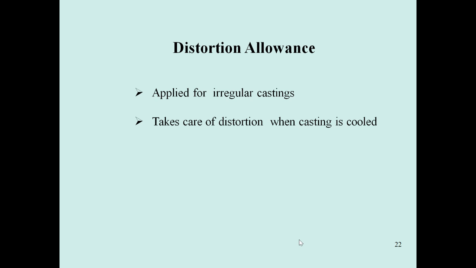Next one is distortion allowance. This is applied for irregular castings. Irregular casting is one where there is no exact shape for the casting. This distortion allowance takes care of distortion when the casting is cooled. When cooling is performed, it takes care of the distortion of the irregular castings. It is a positive allowance.